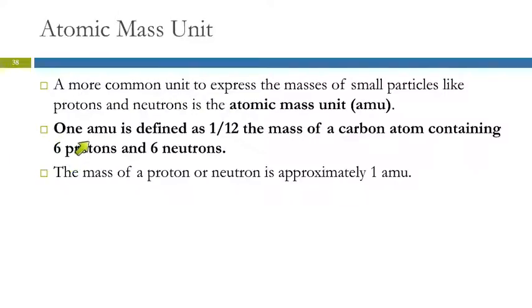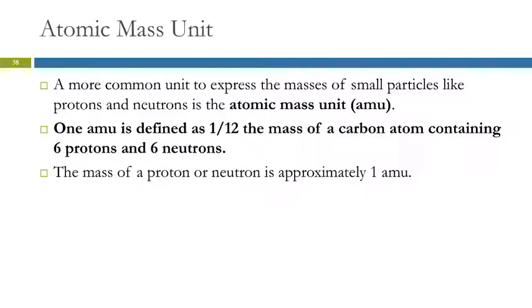Anyway, 1 AMU is 1/12 the mass of a carbon atom containing 6 protons and 6 neutrons. So the mass of a proton or a neutron is approximately 1 AMU. So that may seem like an odd definition, right? 1/12 of something. Why? Why not just say it's this?